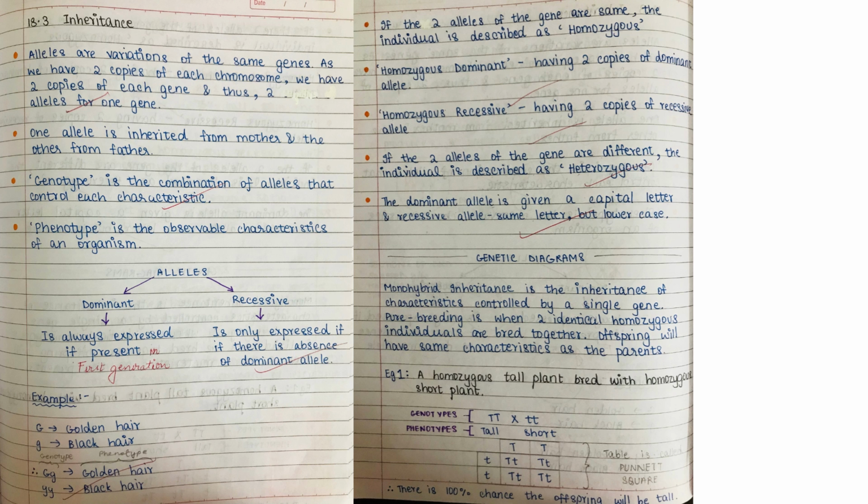Alleles are of 2 types, dominant and recessive. A dominant allele is an allele that is always expressed if present. A recessive allele is only expressed if there is absence of a dominant version of the allele in the organism's genotype.